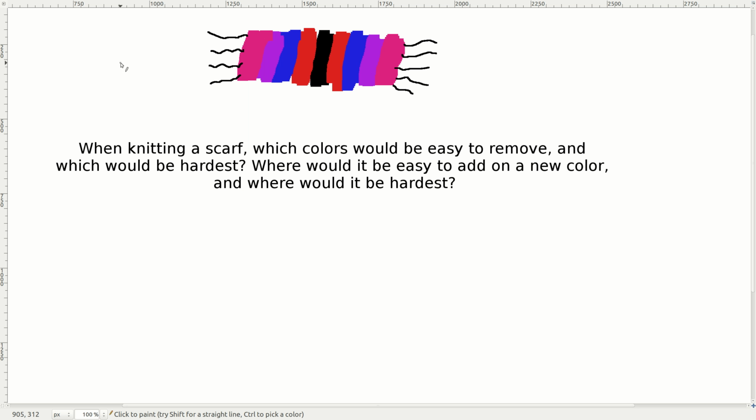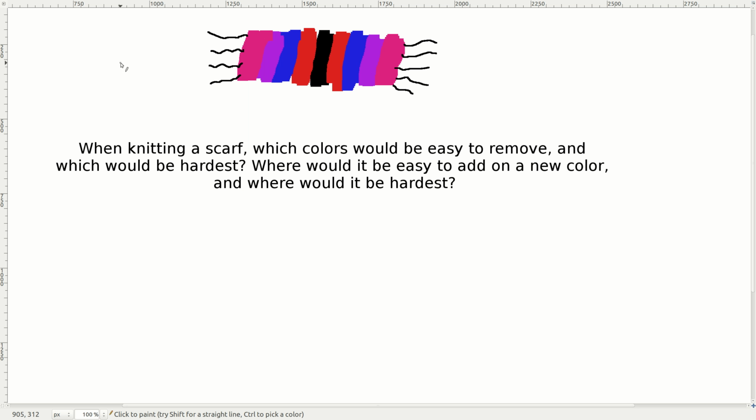Your friend asks you, they say, "Oh, I love the scarf you're knitting for me, but I would like you to swap out this color for something else." Which of these colors would you resent them more for asking you now to swap it out? Versus which ones would you say, "Oh yeah, that's easy. I'll get right to that. It'll only take a few minutes." And similarly, where would it be easy to add on a new color? And where would it be the hardest to add a new color to the pattern?